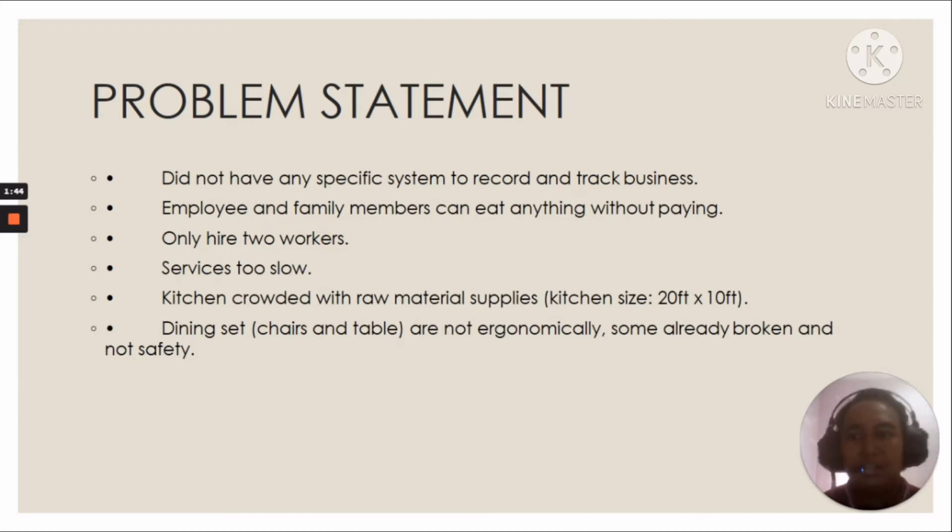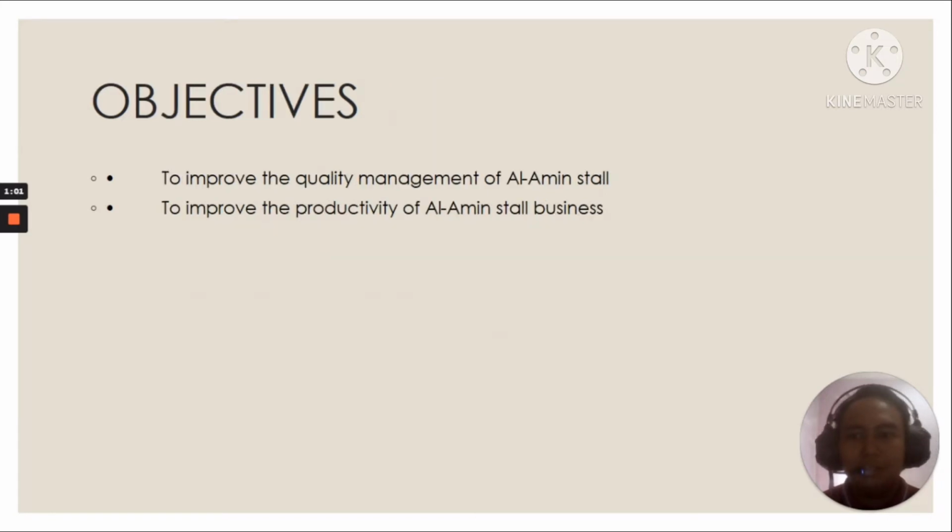First, Al-Amin's food stall did not have any specific system to record and track business. Employees and family members can eat anything without paying. In other words, they are able to do anything with the food stall without regard for the food stall's welfare. Next, they only hire 2 workers and the service is very slow. The kitchen is crowded with raw material supplies since the kitchen dimensions are only 20 times 10 feet, which is rather small for a food stall. And lastly, the dining sets are not ergonomic as some of them are already broken and it is not safe for the customers to use.